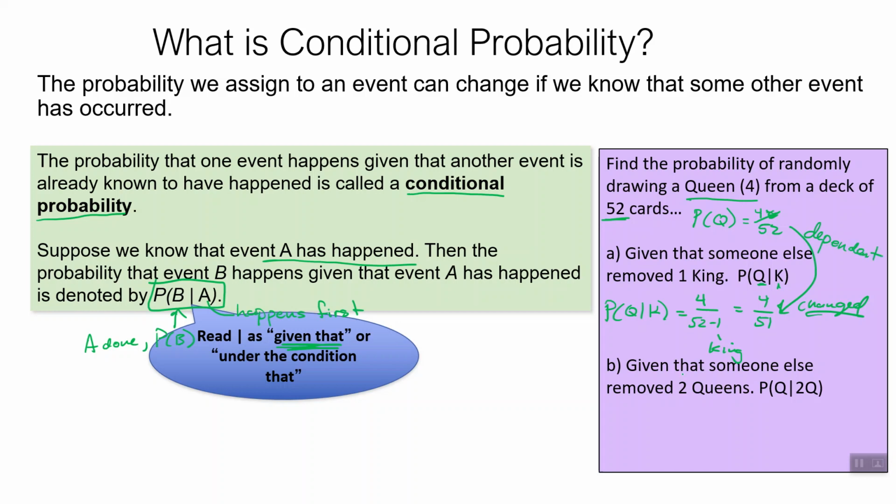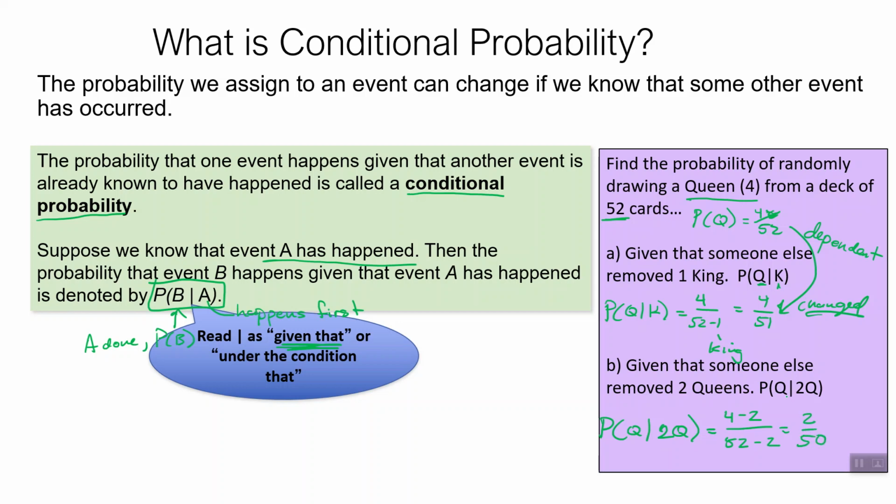Dependent, the probability changed. Given that someone else removes 2 queens, what's the probability of getting a queen, given that 2 queens had already been taken out? Well, there were 4 queens. We took out 2 of them, so what's left is 4 minus 2. There were 52 total cards. We took out 2 of them, so we're left with 50. So it's going to be 2 out of 50.